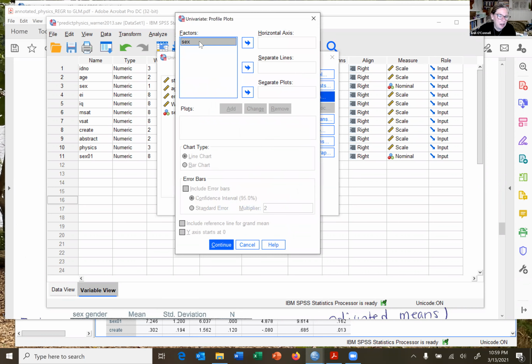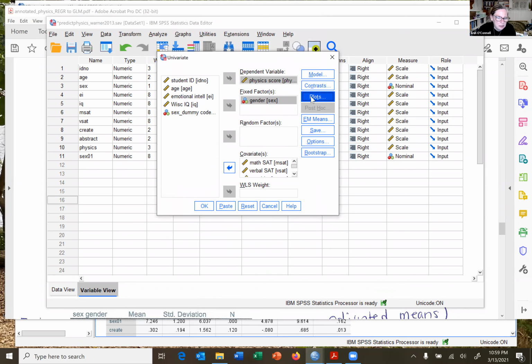Here now I can have some plots with say sex on the horizontal axis. I want to do that. Let's have separate lines for sex. And then, oh yeah, I just want to use a line chart. So let's just keep that as my plot.